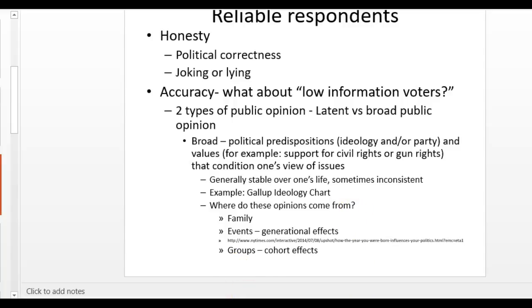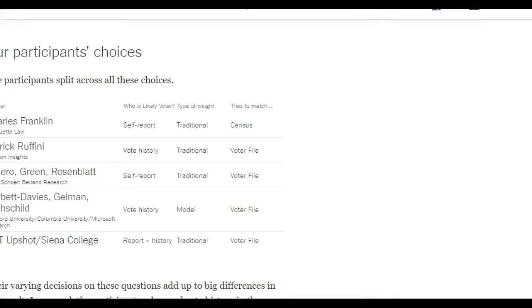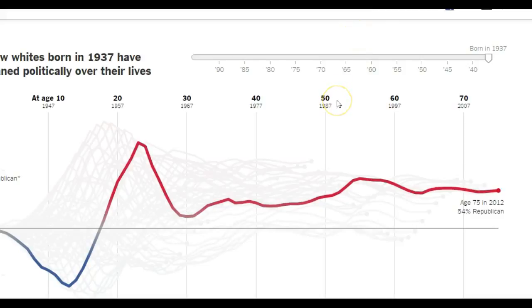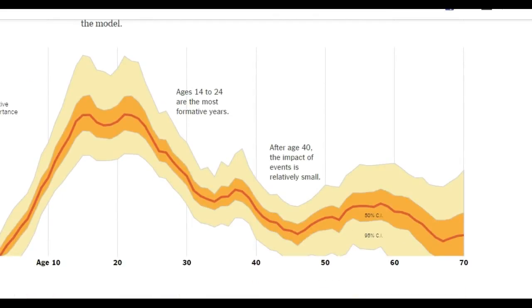And let me show you an example of this that was represented in the press. This is a very interesting study that looked at how one's ideology is formed. The things that take place when someone is 14 to 24 have the strongest effect on what their political views the rest of their life are going to be. So this is a measure of how strong the effects are. And you can see after 40, the effect of events that happen in society is relatively small.